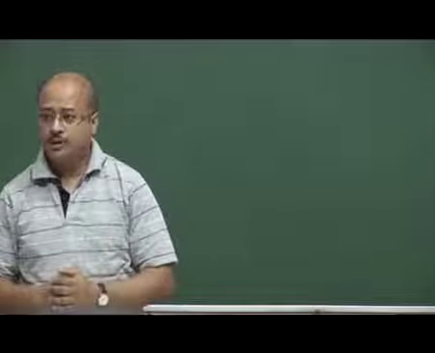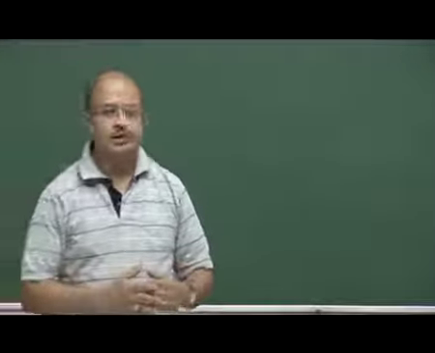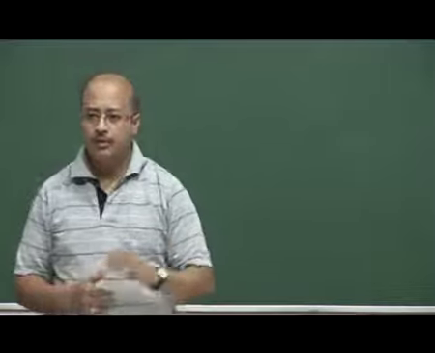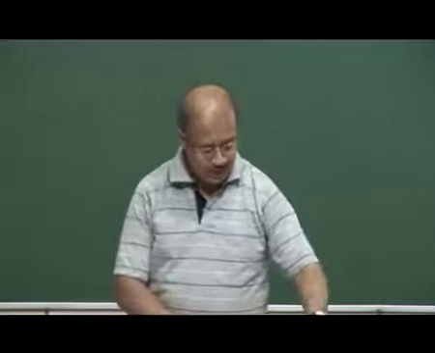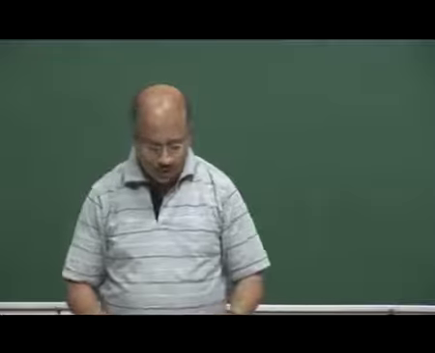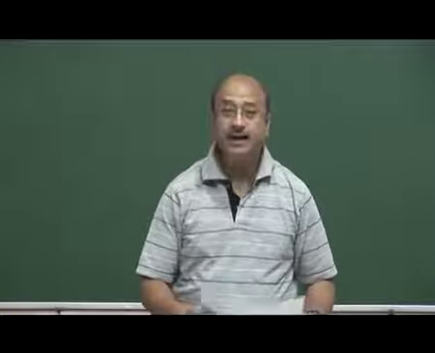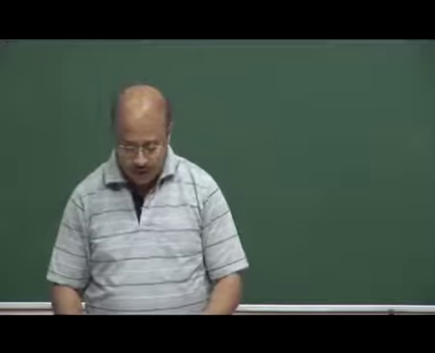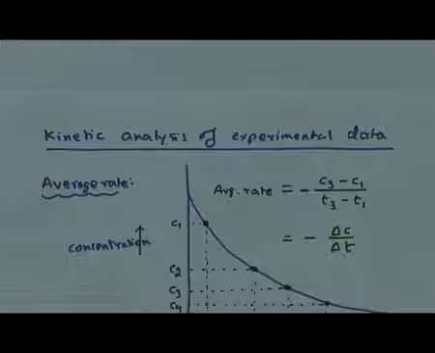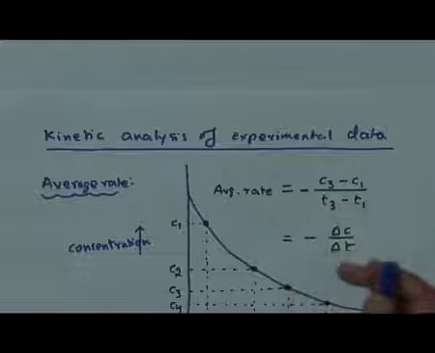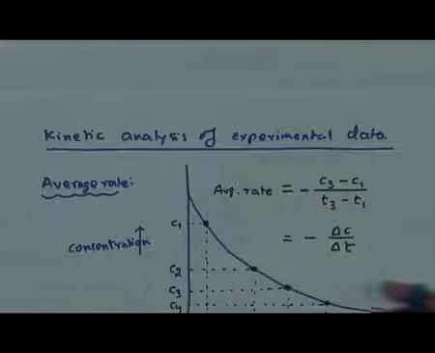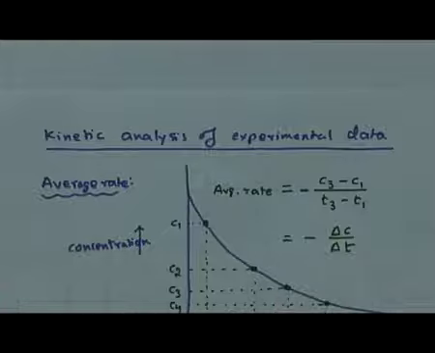Before I start with the proceedings of today's class, I will, as usual, do a brief recap of what we did in the last class. We were talking about the kinetic analysis of experimental data, and one of the things we started with was the average rate. The average rate is defined by the concentration difference over a defined time interval, which is delta C over delta T, and for a reactant, this gradient is always preceded by a minus sign.